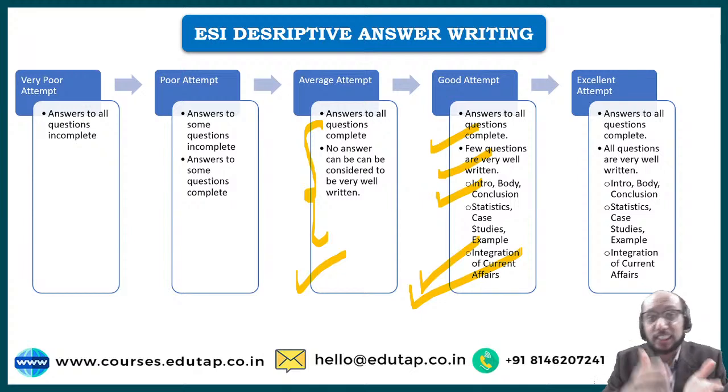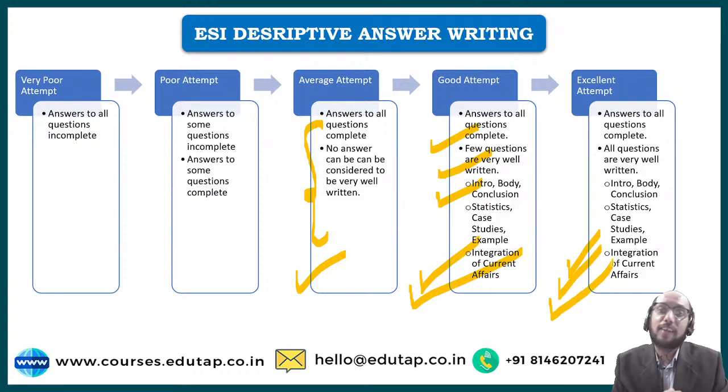So this is a step by step approach that you have to undertake. That is the strategy that you have to think about, that how is it that you can make sure that your attempt is an average attempt first. How can you ensure that some answers are very well written, and then how can you ensure that all answers are very well written? This is the kind of step-by-step fight that you have to be involved in.